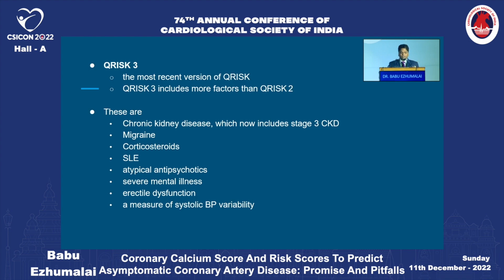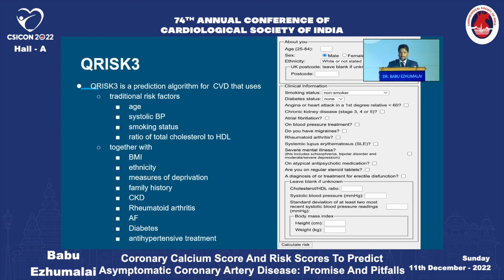Initially QRISK, then QRISK-2, now QRISK-3, because it takes into account additional parameters like whether the patient has CKD, migraine, is on steroids, SLE, even mental illness, depression, atypical antipsychotics. So all these parameters are added. It gives a prediction algorithm using the traditional risk factors like age, systolic BP, smoking status, and total cholesterol to HDL ratio. In addition, we have these other parameters, like steroids, mental illness, SLE, and arthritis. Family history is also included, which was not in the Framingham risk score.